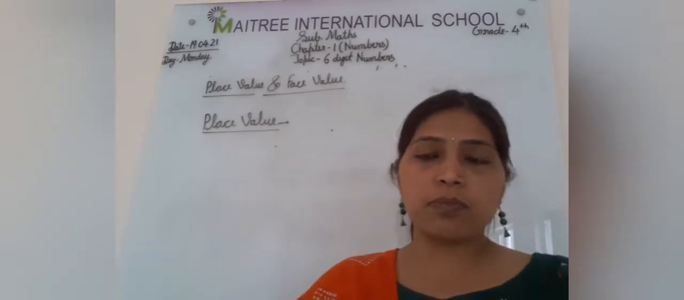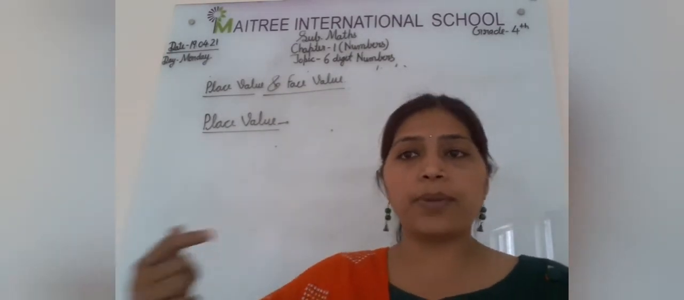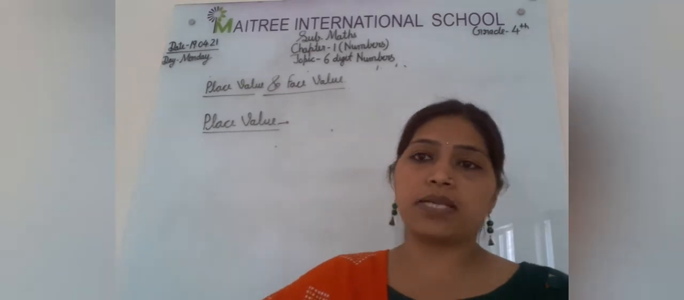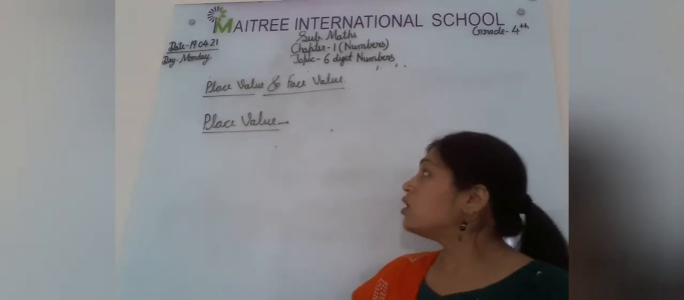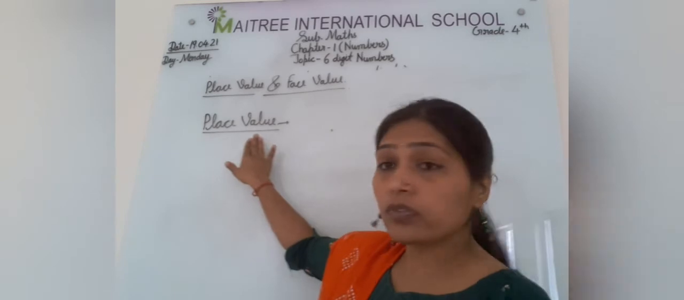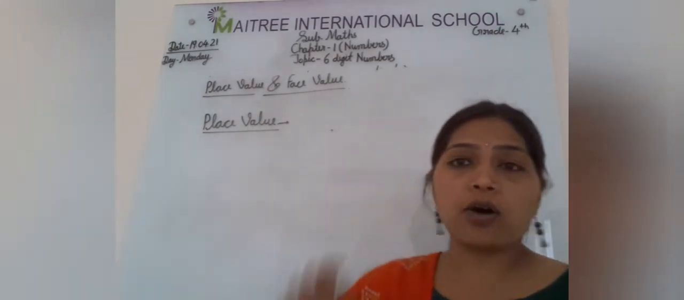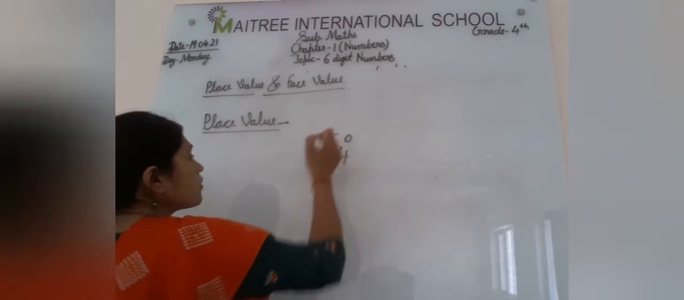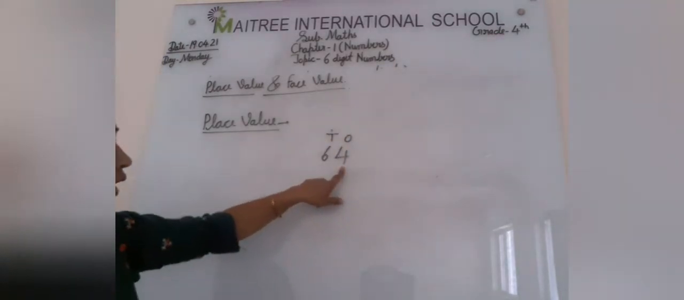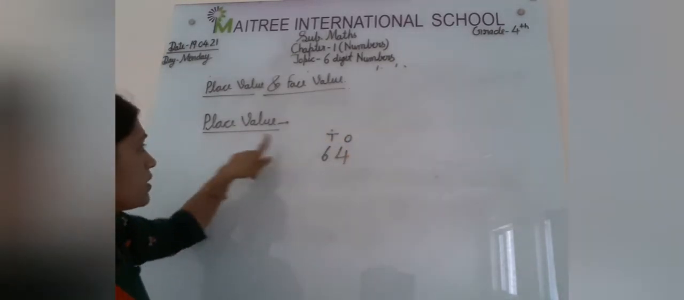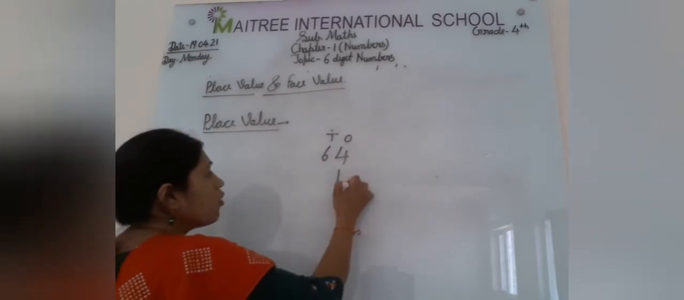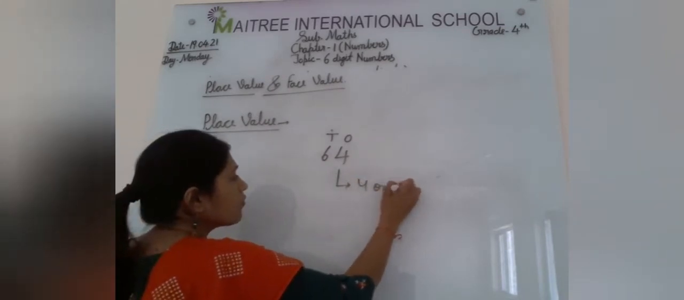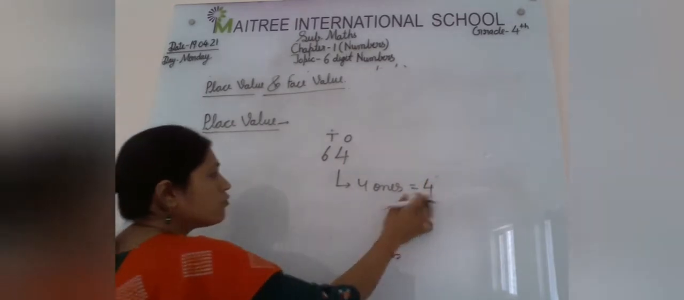Places को हम houses भी बोल सकते हैं, one's house, ten's house, और हम place भी बोलते हैं, one's place, ten's place. Okay, both are similar terms. So what is the place value? In which house is the number? In which place is the number? If I am talking about 64, so ones, tens. So where is the 4? In one's house. So the place value of 4 will be 4 ones. 4 ones means 4 only.